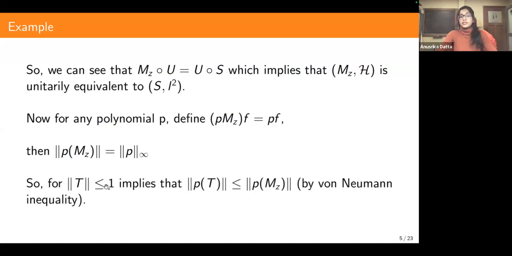And for any contractive operator T, by von Neumann's inequality, the norm of p(T) is less than or equal to the sup norm, and here the sup norm is equal to the norm of p(M_z). So we can replace that here and we get this inequality. And this is actually the motivation that we are going to use in a bit. We are going to see that in a bit, where we'll use this motivation.